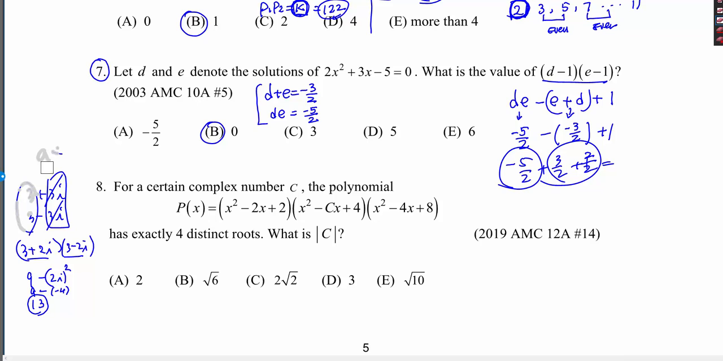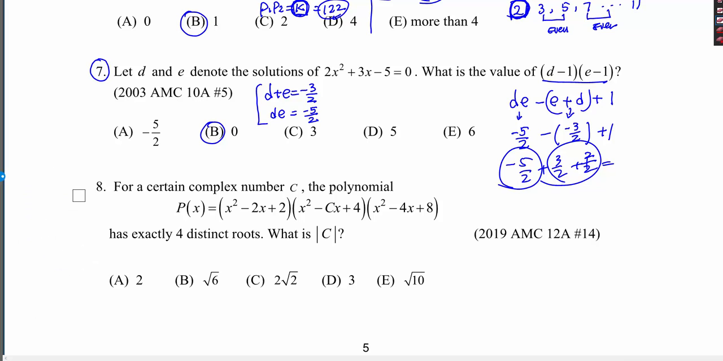So C is a complex number, it can be imaginary. The polynomial has 4 distinct roots. What is the value of C? How can you solve this one?